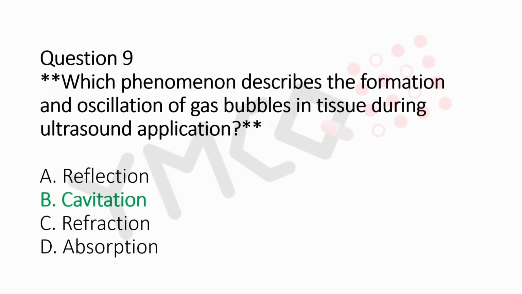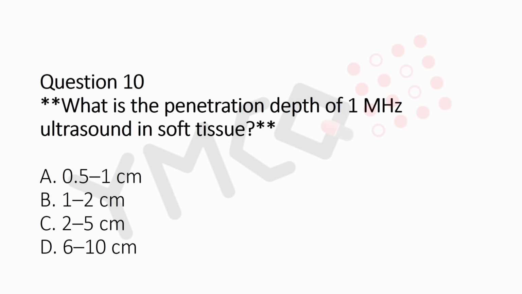Now let's move to question number 10. Which is the penetration depth of 1 MHz ultrasound in soft tissue? Option A, 0.5 to 1 cm. Option B, 1 to 2 cm. Option C, 2 to 5 cm. Option D, 6 to 10 cm. And the answer is option C, 2 to 5 cm.